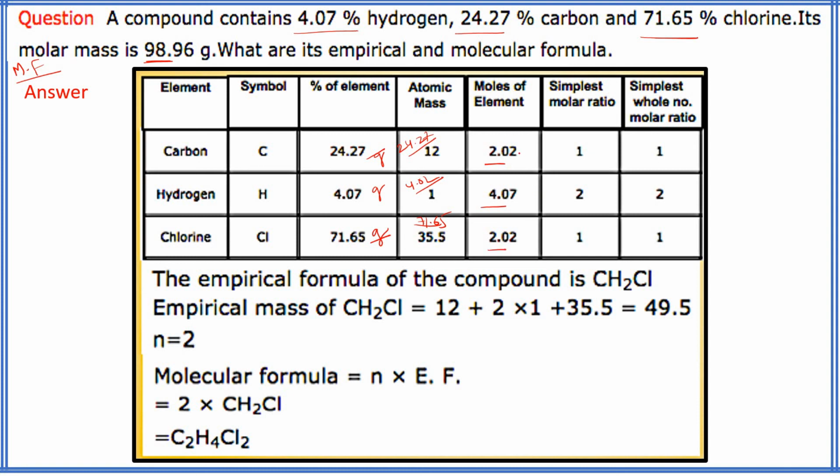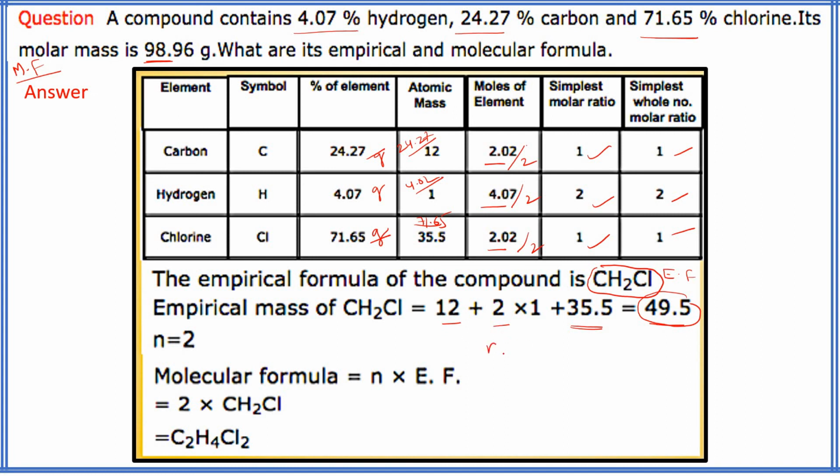Now you have to divide by the smallest. The smallest is 2 only. Divide with 2. 2 by 2 equals 1, 4 by 2 equals 2, 2 by 2 equals 1. So 1 carbon, 2 hydrogens, 1 chlorine. This CH2Cl is the empirical formula. Now what is the molar mass of the empirical formula? 1 carbon, 12, 2 hydrogens, 2, 1 chlorine, 35.5. Add, you get 49.5.